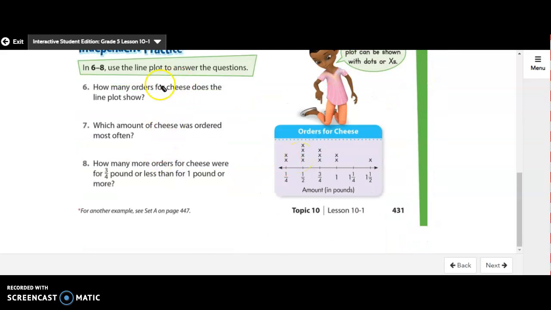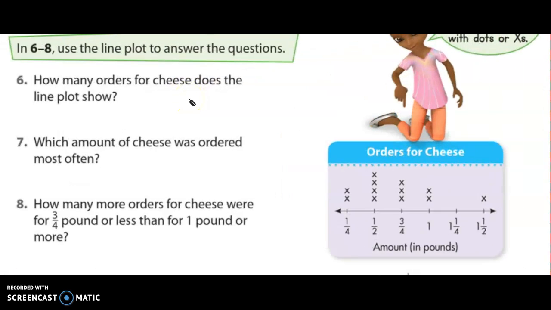Okay, number 6, how many orders for cheese does the line plot show? Now, it's not asking how much cheese was sold. If they were asking that, I would have to add up all of these fractions. It just wants to know how many orders were placed. Each X represents an order for cheese. So all I have to do to figure out how many orders were placed is count up all the X's on the line plot. I see 1, 2, 3, 4, 5, 6, 7, 8, 9, 10, 11, 12 orders for cheese were placed.